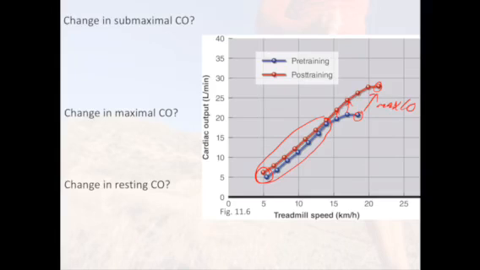All right, so submax cardiac output, no change. Those dots are very close to each other, not much of a change. Okay, but maximal definitely goes up. And resting cardiac output is also no change. That's just driven by the requirement. We don't require any more oxygen at rest after we're trained versus untrained.